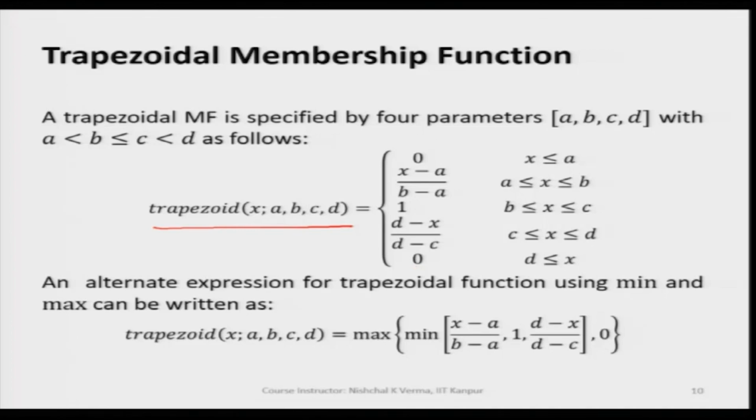Same as the triangular membership function, this also has an alternate expression for generating the trapezoidal membership function using min and max. This can be written as trapezoid(x; a, b, c, d) equals max of min of (x minus a) over (b minus a), 1, (d minus x) over (d minus c), and 0. So, either of these can be used for generating a trapezoidal membership function.